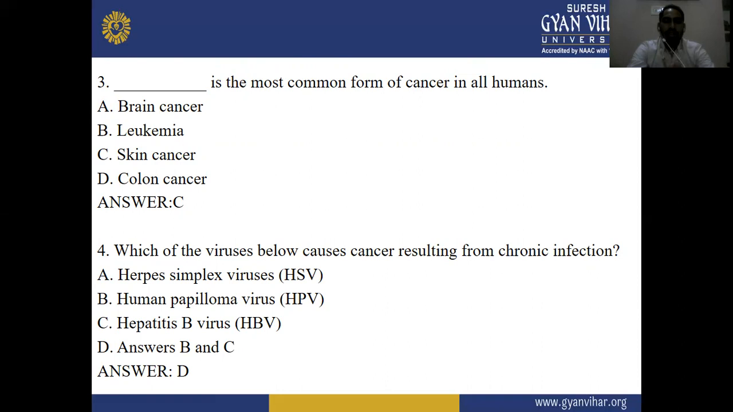Next question. Which of the viruses below cause cancer resulting from chronic infection? Option A is herpes simplex virus, HSV. Option B is HPV, human papilloma virus. Option C is hepatitis B virus, and option D is answer B and C. The right answer is D, both B and C. Human papilloma virus and hepatitis B virus cause cancer resulting from chronic infection.